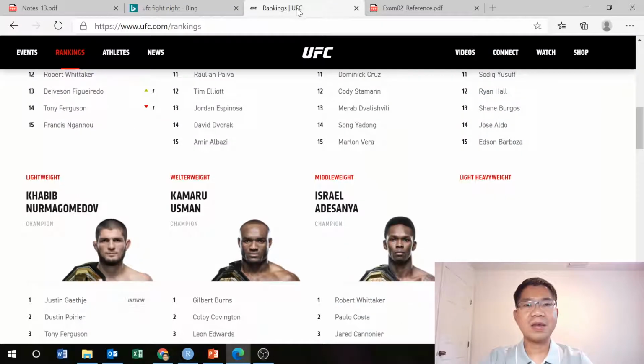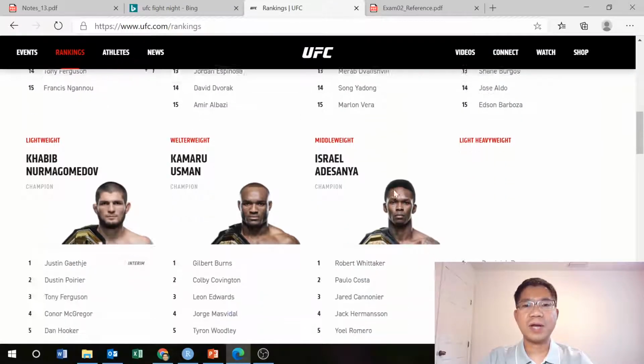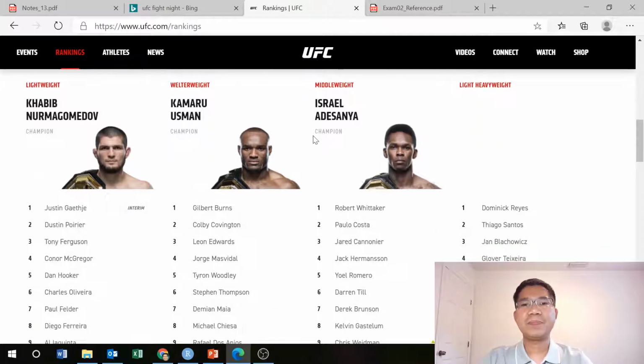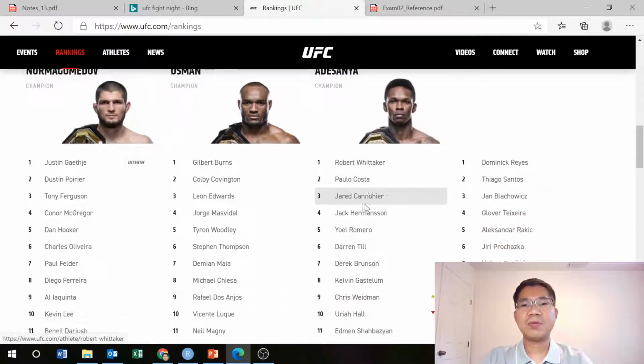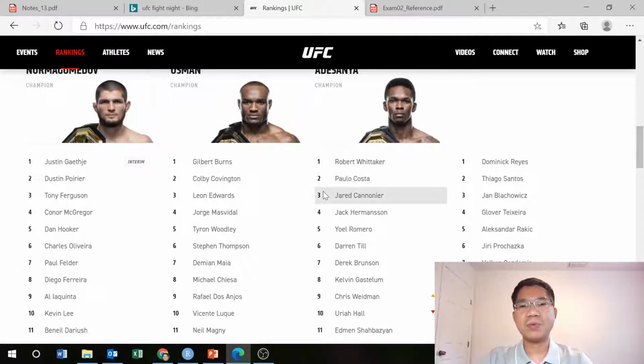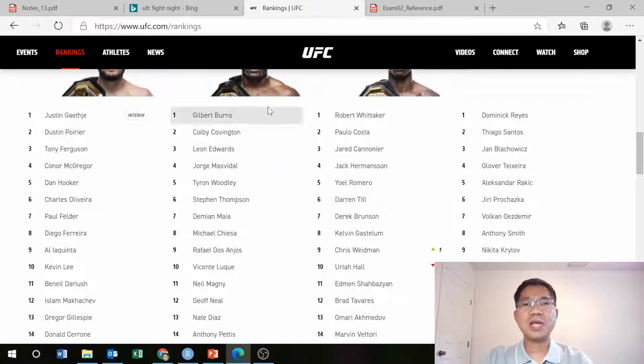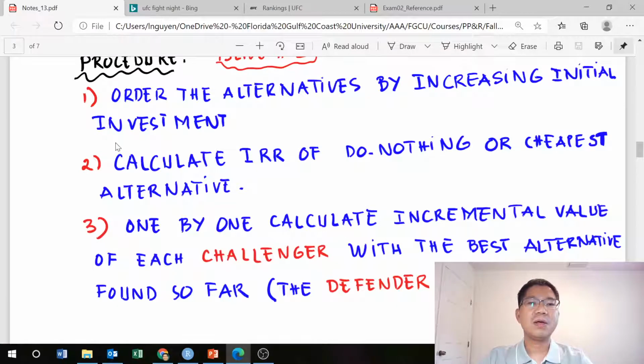So I go to the ranking of UFC website, go to the ranking, middleweight champion. The current champion is Israel Adesanya, that one here. So he a defender. And Paulo Costa, Robert Whittaker, I think not in this fight, but as you can see, they have to rank. Just like we in the method here, we have to rank all the alternative by increasing initial investment. So it always starts with the low investment, get a higher return. It's better to get more money with the low investment. Unless you justify, you put more money in, and that go to step 2 and 3.